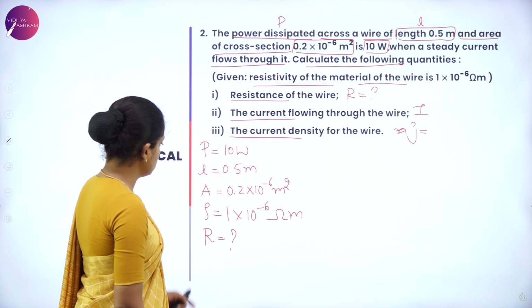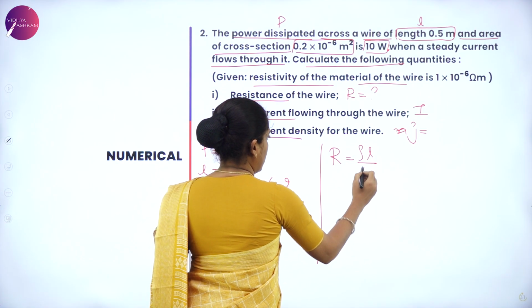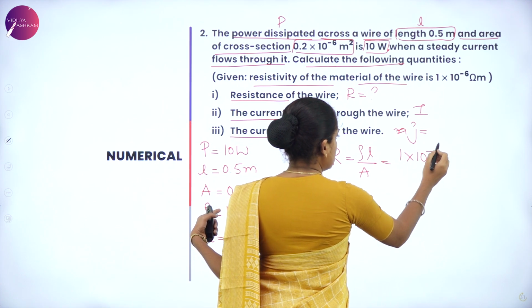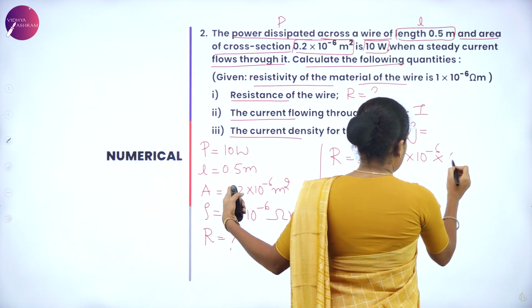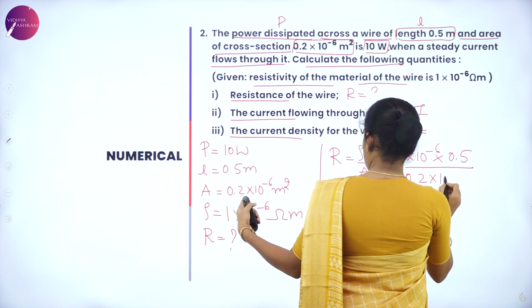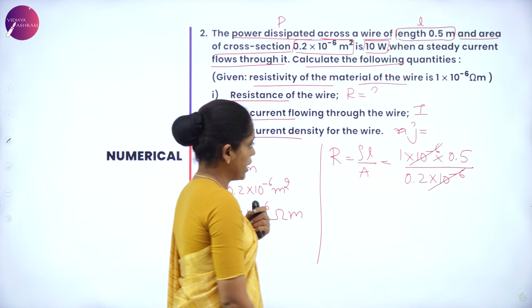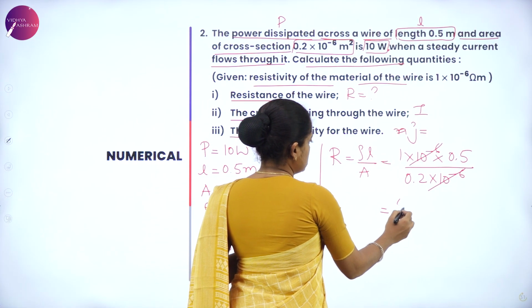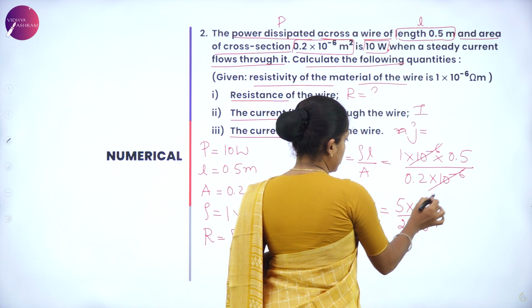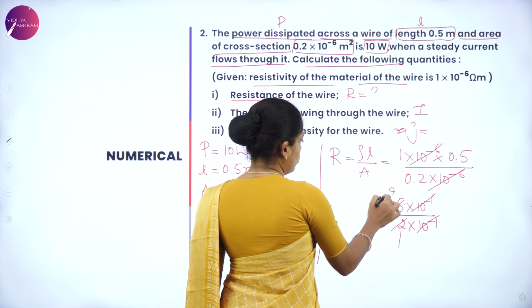So what is the resistance according to the given data? The resistance formula is rho L by A. What is the value of rho? Rho is 1 into 10 power minus 6. Length is 0.5 divided by area, which is 0.2 into 10 power minus 6. Yes, minus 6 in the numerator and the denominator get cancelled. And we can write this as 5 into 10 power minus 1 divided by 2 into 10 power minus 1, where minus 1 cancels. Now 5 by 2: 2 ones are 2, 2 twos are 4, so 2.5.